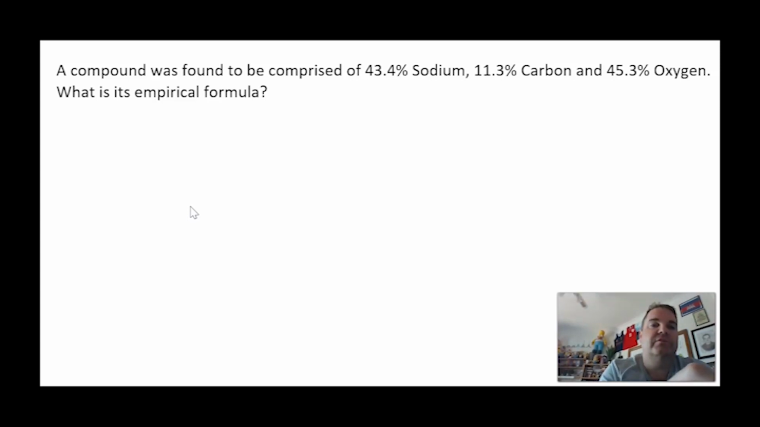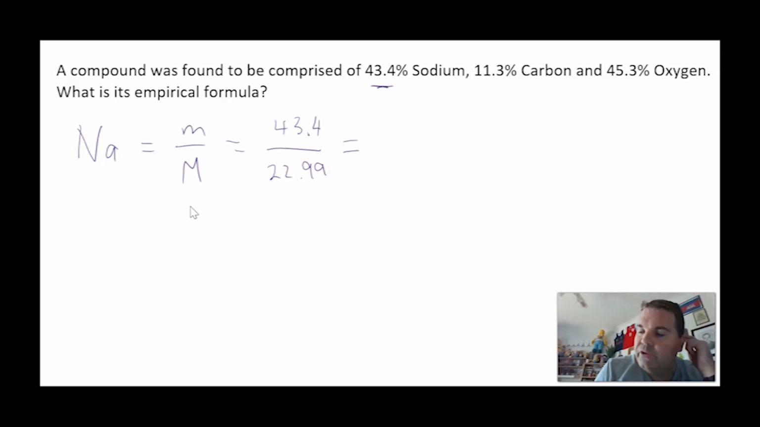All right, so to start off, what we need to do anytime there's an empirical formula and we get a percentage like this is to treat the percentage as a mass. So I'm going to start off with the sodium here, and I'm going to work out using mass over molar mass, okay? And so I'm going to take 43.4% as the mass of sodium, and the molar mass off the periodic table was 22.99 grams per mole. So if you work that out, you'll get a value of 1.89. So that's what I'm going to use as a value to compare to the carbon and the oxygen.